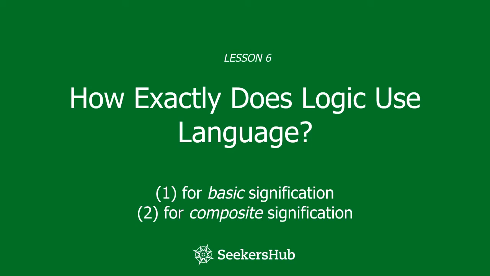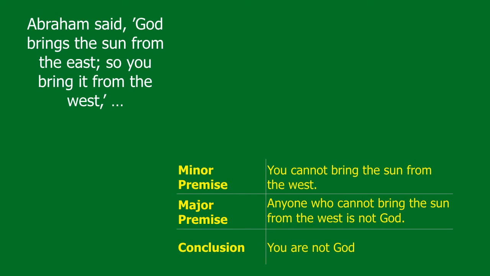Let's take the example of Sayyiduna Ibrahim, alayhi salam. We've seen this example several times in previous lessons. He used logic in his dialogue with Namrud, when he said to him that Allah subhanahu wa ta'ala brings the sun from the east, so you bring it from the west. When he used logic, he used language, and the language that he used was a series of sentences called premises. We'll see later on that premises can also be called propositions.